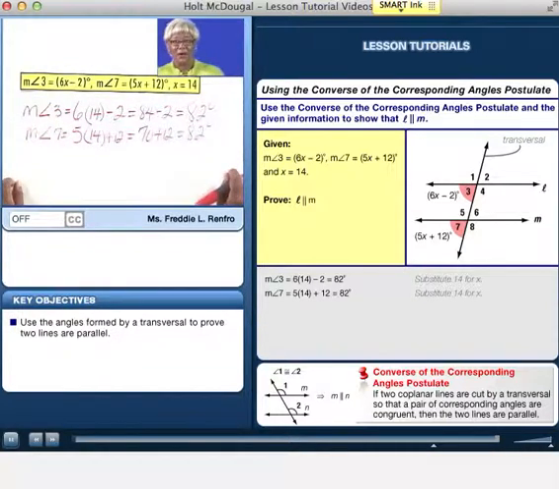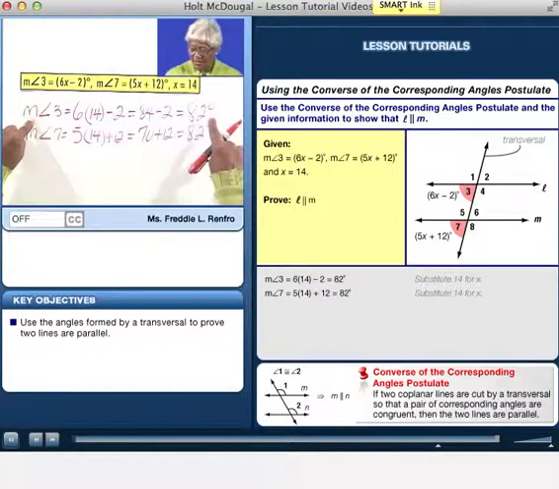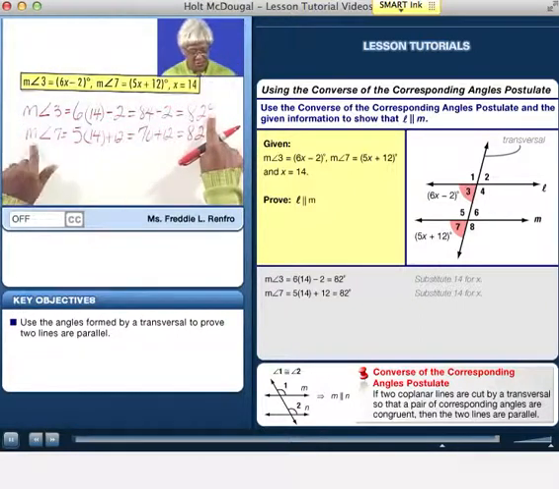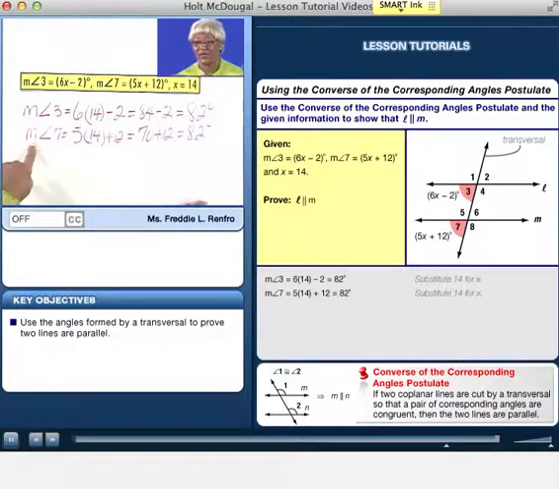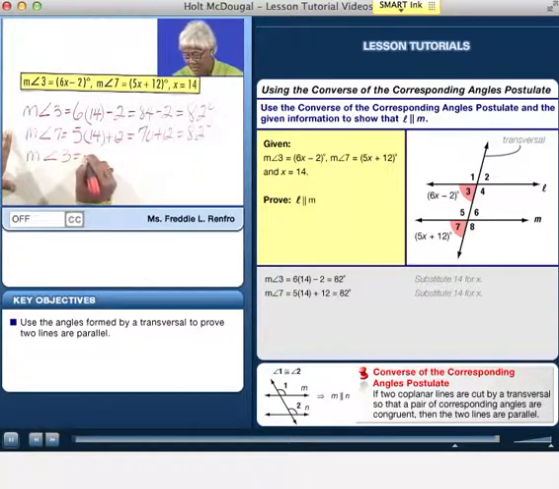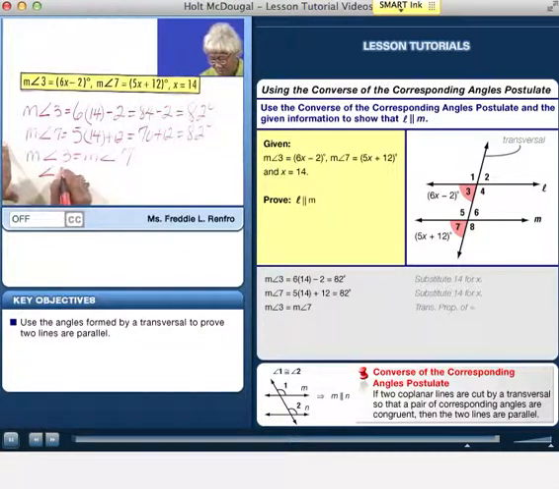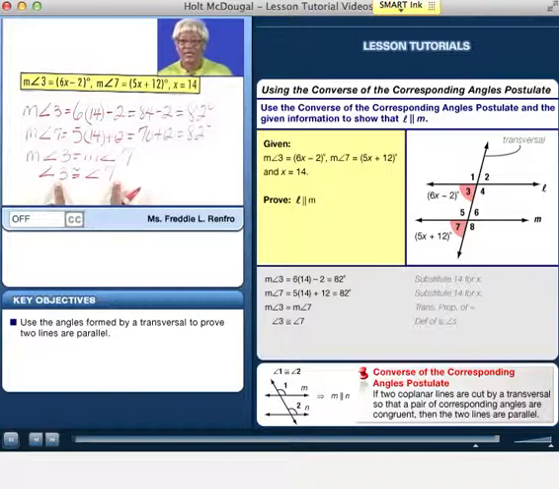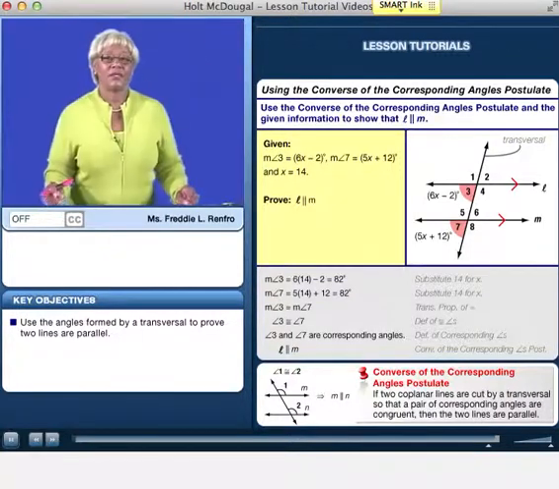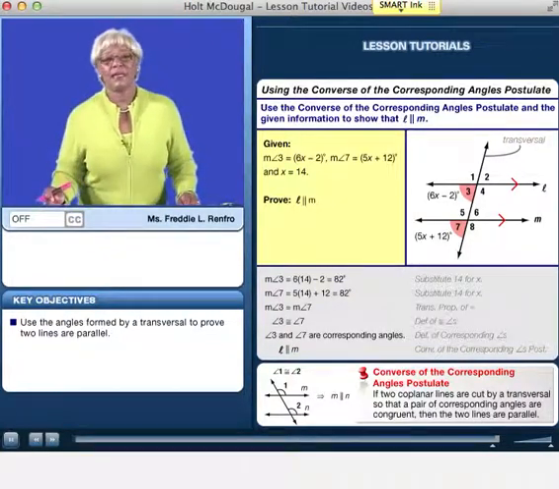Well, if the measure of angle 3 is equal to 82 degrees, and the measure of angle 7 is also 82 degrees, by the transitive property, the measure of angle 3 is equal to the measure of angle 7. And by the definition of congruent angles, angle 3 is congruent to angle 7. That's what we needed to show that line L is parallel to line M, by the converse of the corresponding angles postulate.